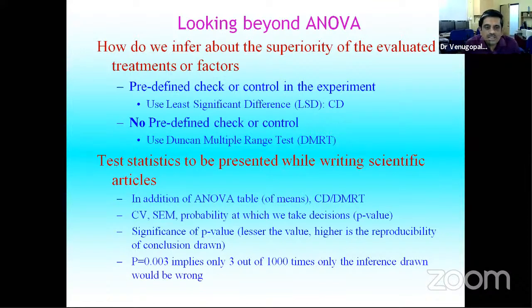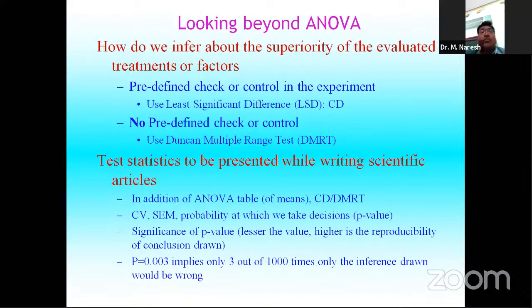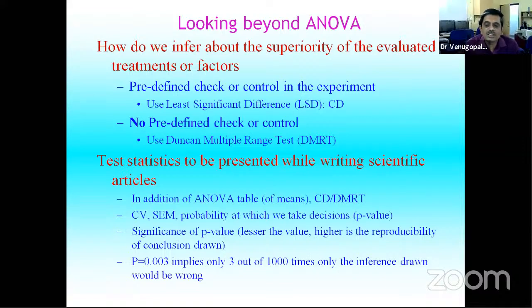Then, for students' purposes, the test statistics we want to present while writing scientific articles. All will be giving the ANOVA table of means, CD, DMRT, CV and SEM value. Everyone knows that. But in addition to that, if you notice foreign journals, they will be depicting a value called the p-value. What is the significance of this p-value? This p-value measures the strength of the inference we are drawing. Suppose two researchers are coming out with significant results. If the p-value is less than 0.05, that is sufficient for us to say there is a significant difference.